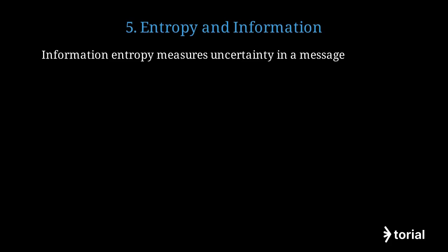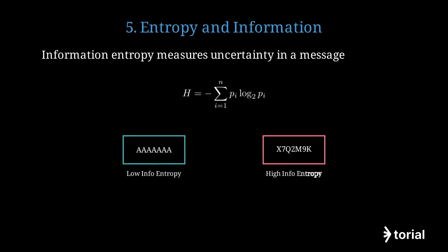Entropy also appears in information theory with a different but related meaning. In information theory, entropy measures the uncertainty or unpredictability in a message or data stream. Shannon entropy is defined as H equals negative sum of pi times log base 2 of pi. A repetitive message has low information entropy and is predictable. A random message has high entropy and maximum unpredictability.